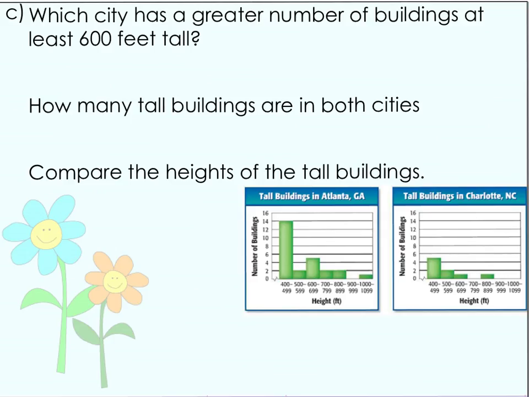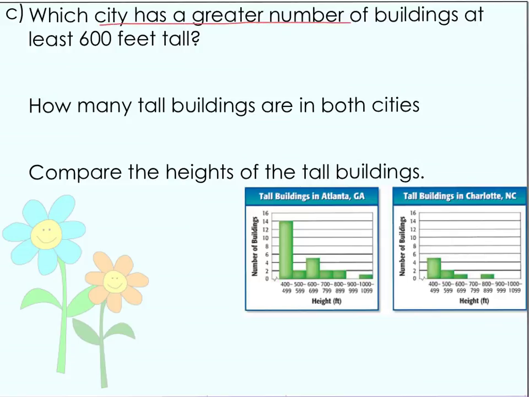All right, the last thing that we're going to take a look at is if I gave you 2 histograms, we also want to use them to be able to compare information. It's great just to look at one, but realistically, when you're looking at information, you're probably comparing it to another set of data or another histogram or something, okay? So on this one here, it asks the question, which city has a greater number of buildings at least 60 feet or taller?